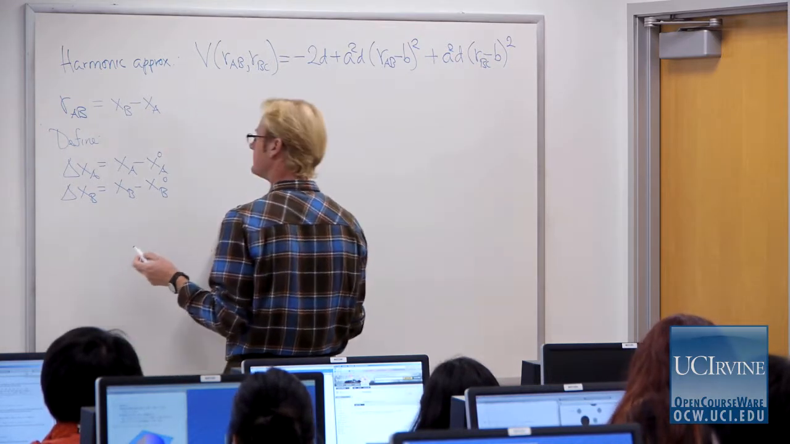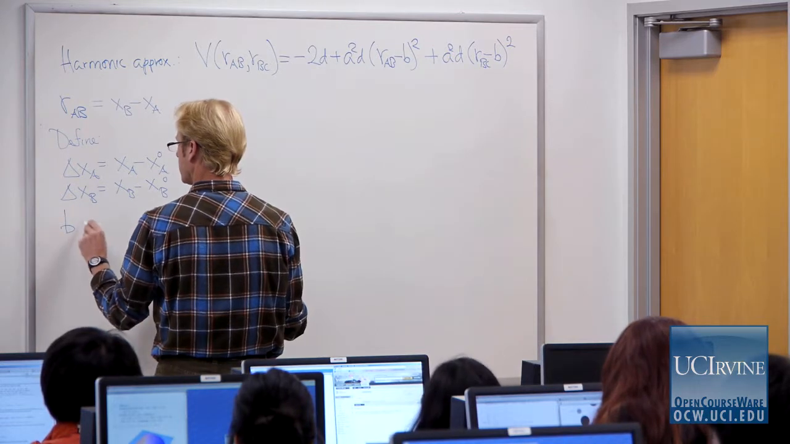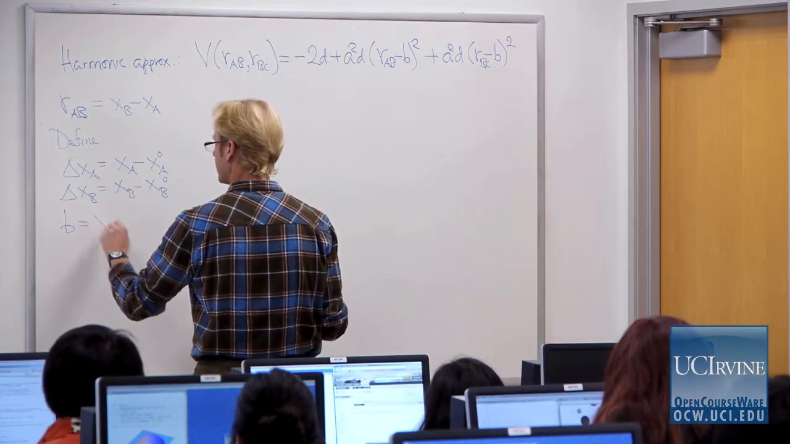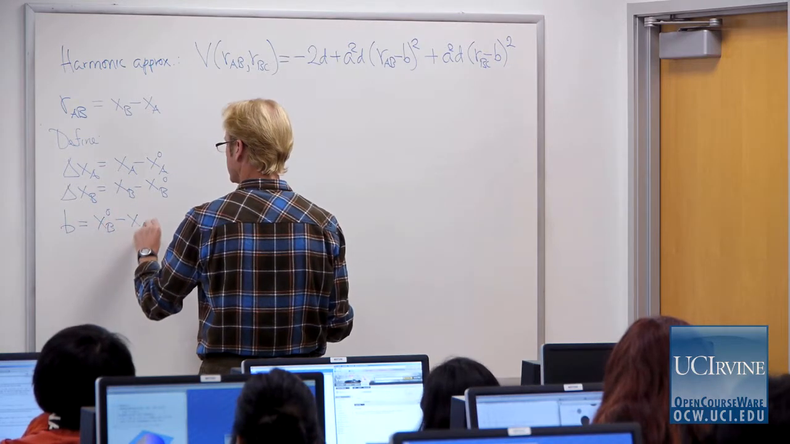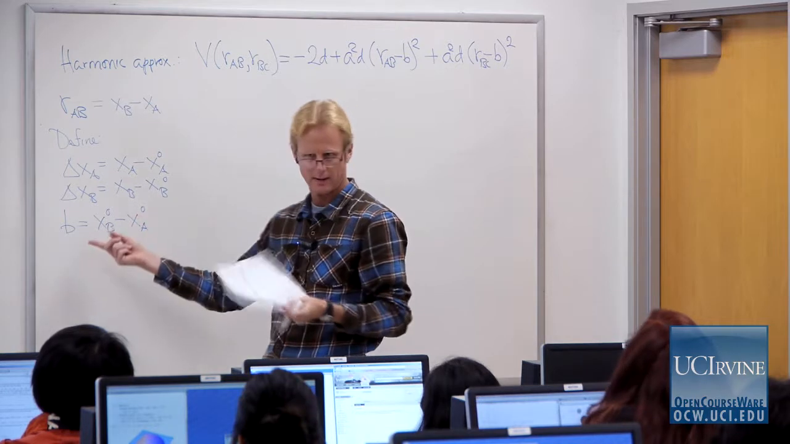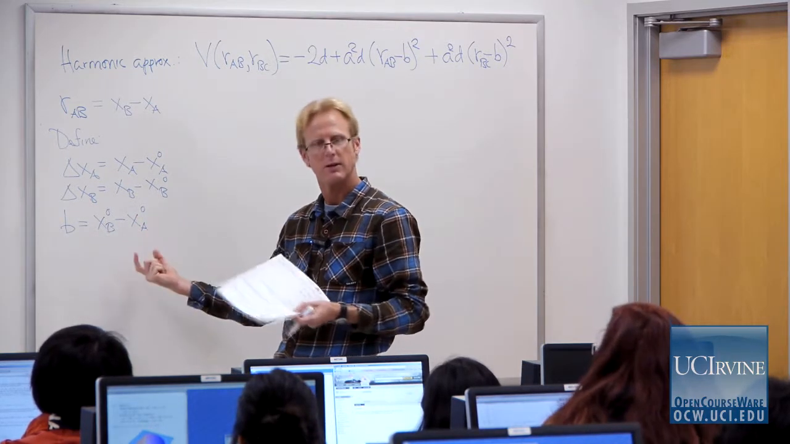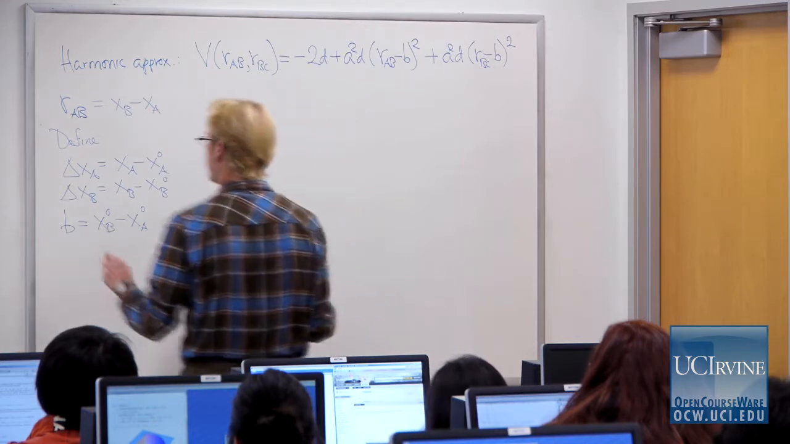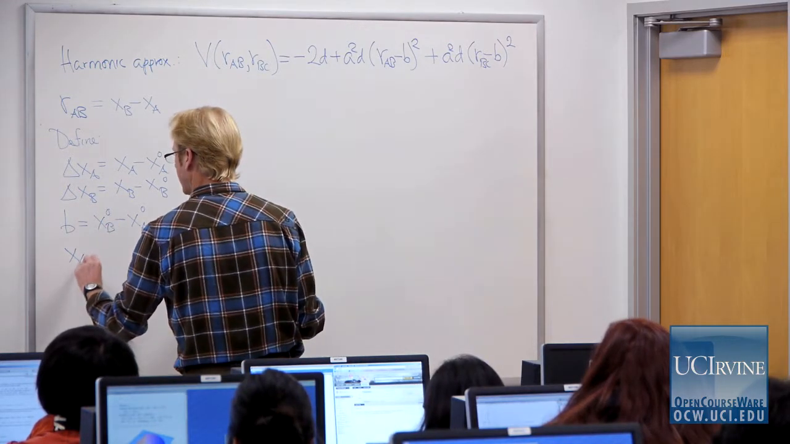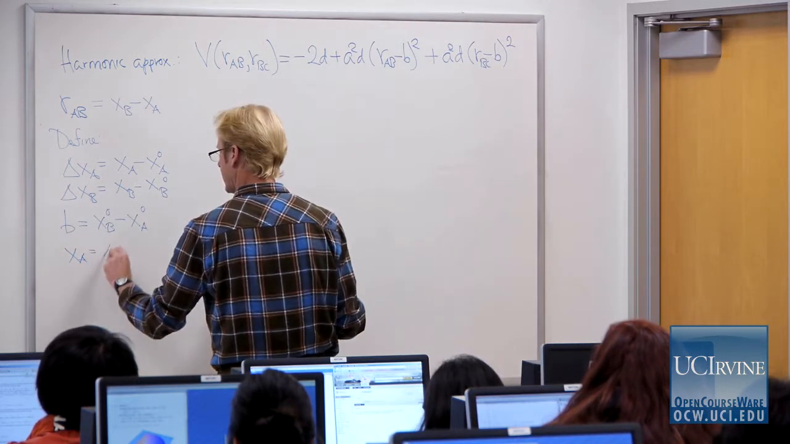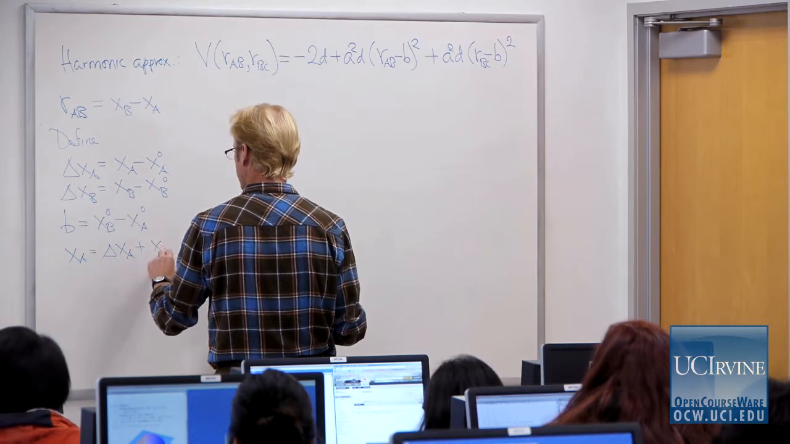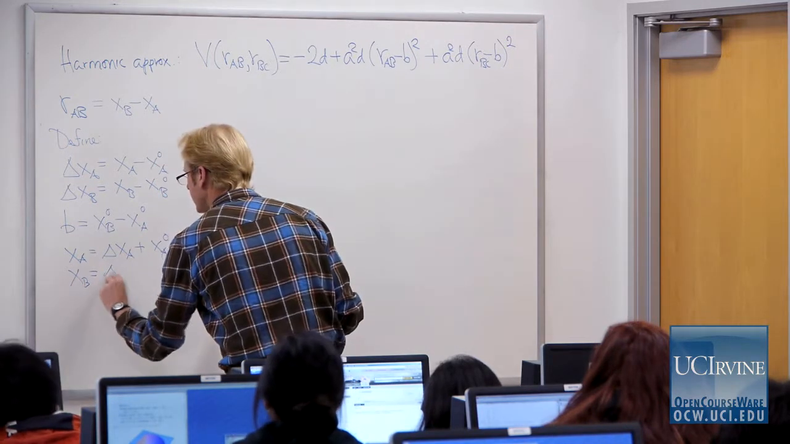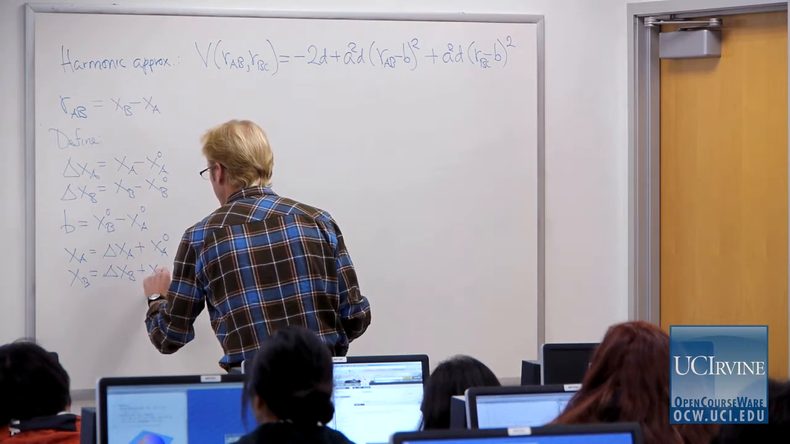So now, the next thing I'm going to notice is that the equilibrium bond length, B, is the difference between the preferred positions of atoms A and B, or B and A. So that's XB0 minus XA0. Each of these two guys has their equilibrium position. The difference between those equilibrium positions is the bond length. All right. So now I can write XA is equal to delta XA plus XA0. So that's just rearranging this. And XB is equal to delta XB plus XB0. All right?